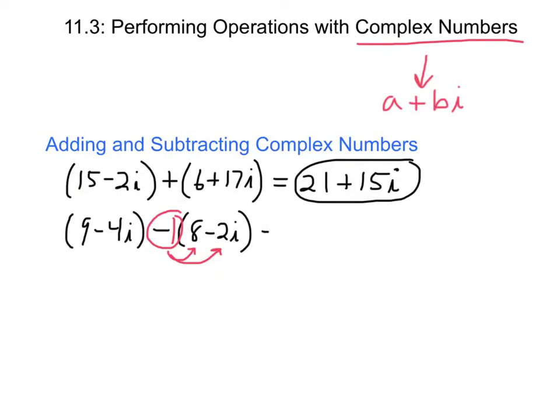So in this case, we'd have 9 minus 4i, and then we have negative 1 times 8, so minus 8, and then a negative 1 times a negative 2i, which is plus 2i. And now that we've done that, we can just combine the like terms. So 9 minus 8 would just be 1, and negative 4i plus 2i would be negative 2i. So the answer would be 1 minus 2i.